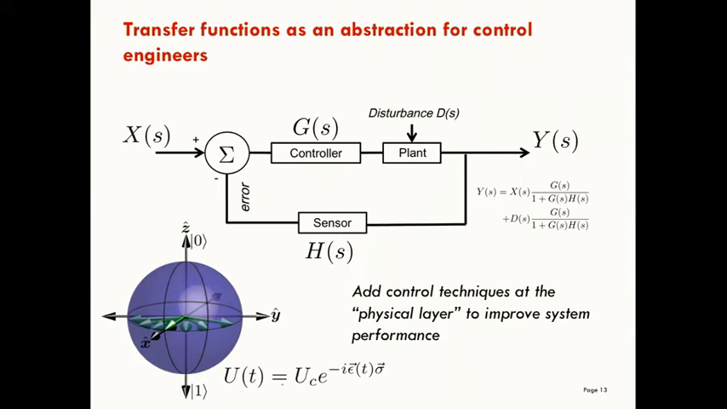You don't have to go through all the first principles calculations in, say, the time domain. You just know that the output state is related to the input state by this thing called a transfer function, which is the forward path over 1 plus the product of the forward and the return path.